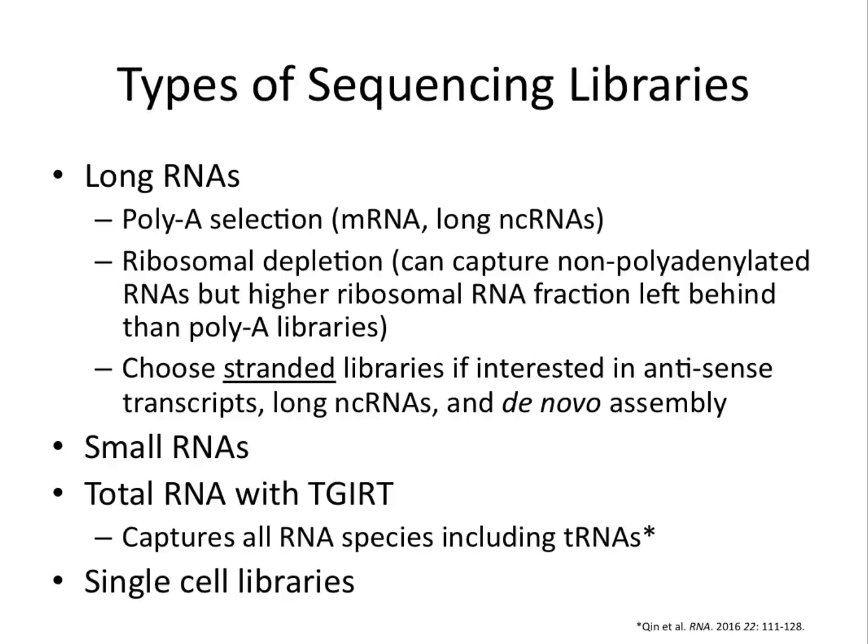If you want to capture all species of RNA in one go, you could consider TGIRT libraries, which are generated from a different reverse transcription process. More information can be found in the reference listed at the bottom of the slide.